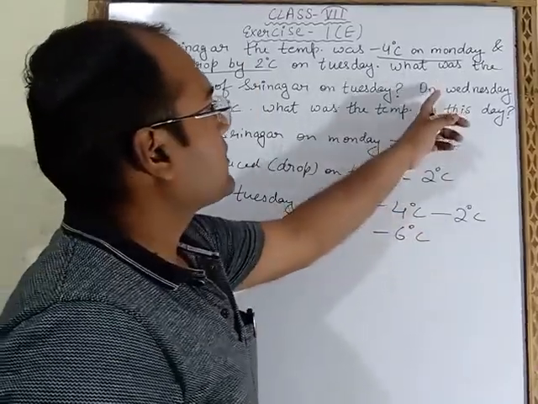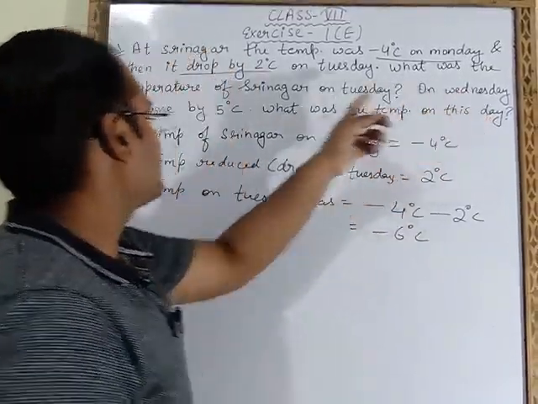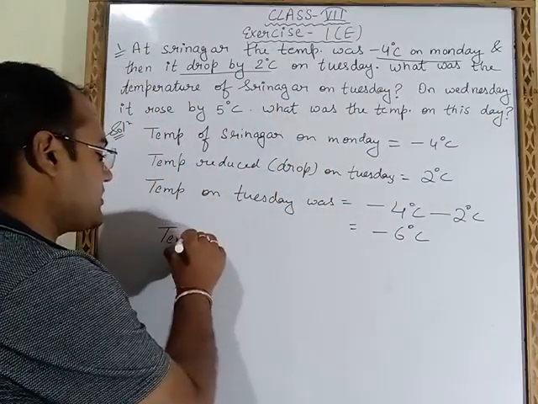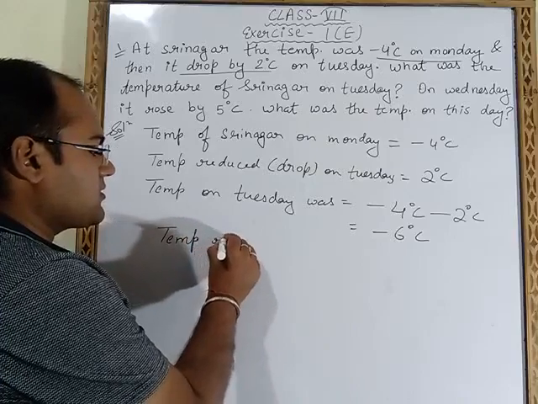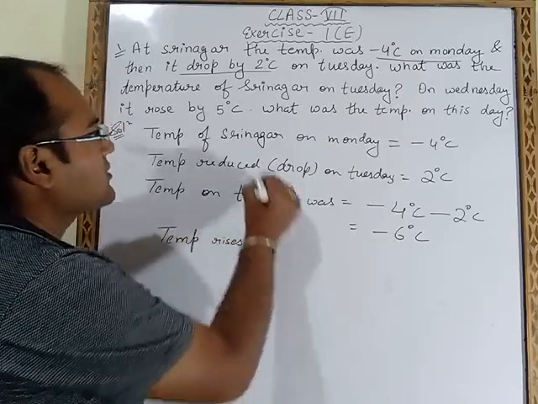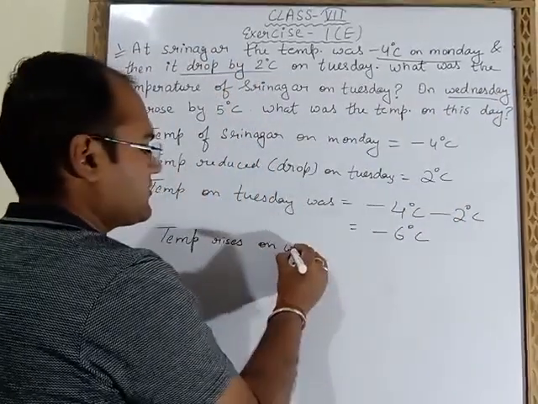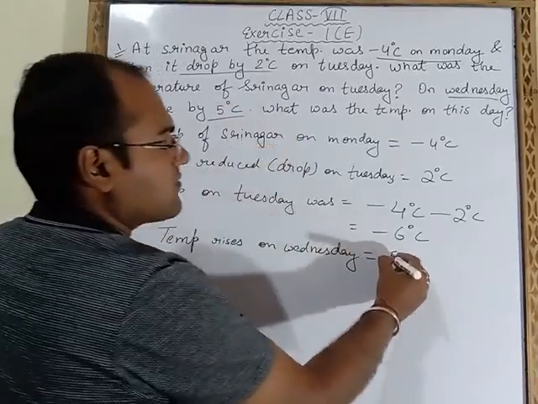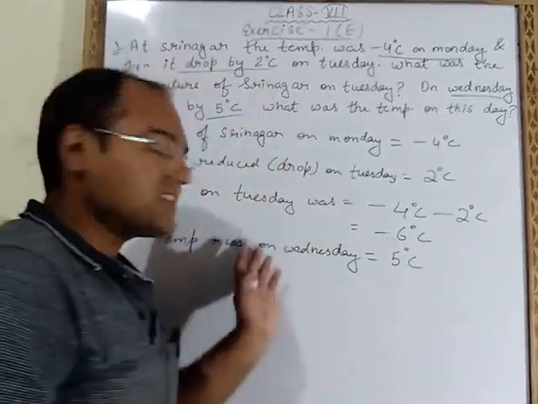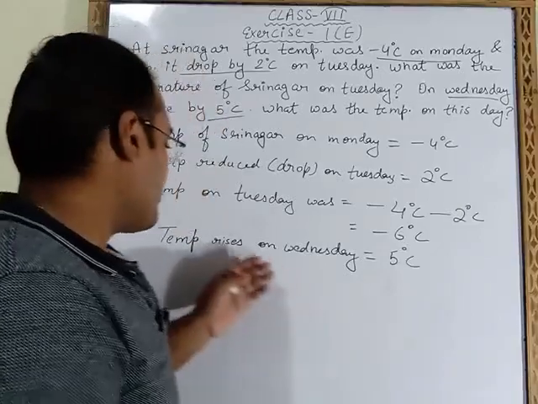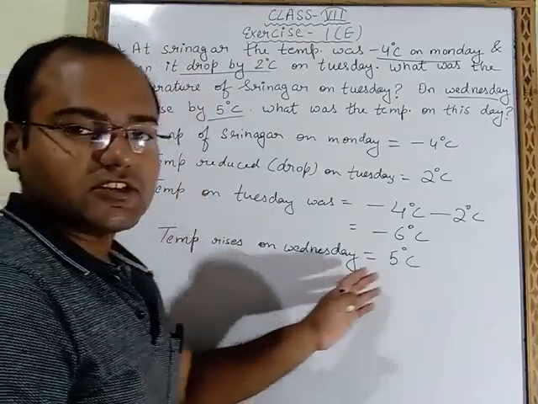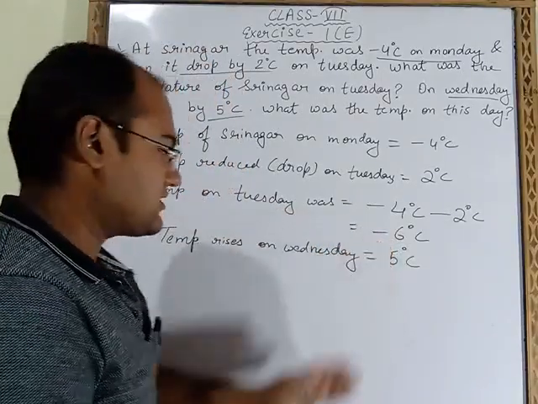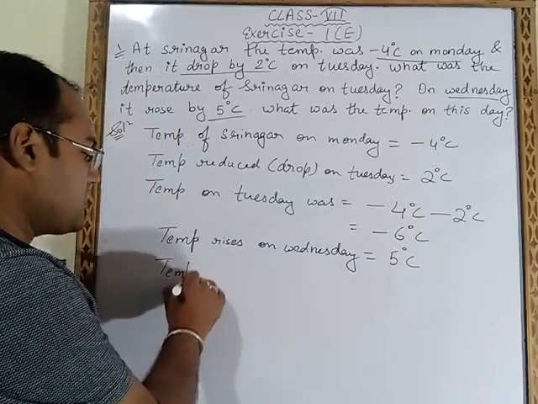Now after that he said on Wednesday it rose by 5 degrees Celsius. Now you have to write temperature rises on which day? Wednesday. How many degrees Celsius did it rise? 5 degrees Celsius. Rises means increase, बढ़ना. So temperature rise on Wednesday is 5 degrees Celsius. On the previous day, Tuesday, what was the temperature? -6 degrees Celsius.